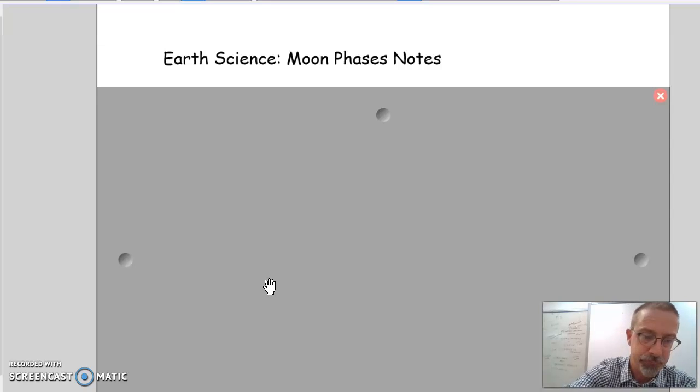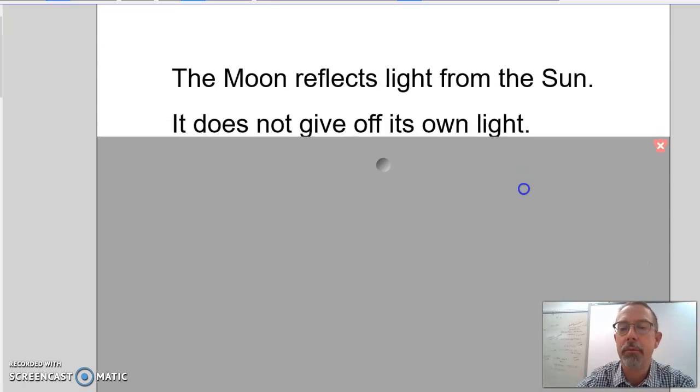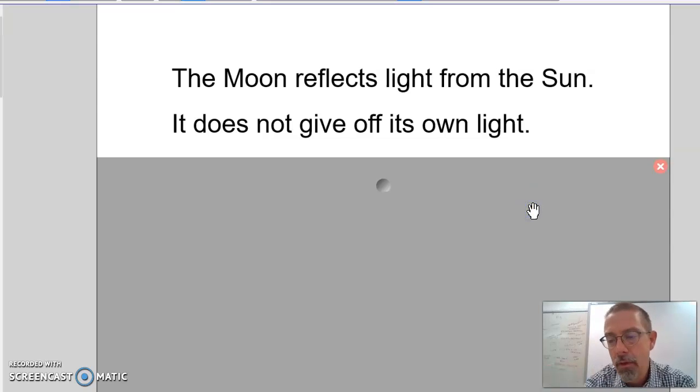So, when we talk about moon phases, and I don't want to insult your intelligence by suggesting this, the reason why we see the moon is because the moon is reflecting light from the sun. The moon is not giving off its own light. It doesn't have its own source of energy, so it's not going to produce that light for itself. It's going to reflect light from the sun.